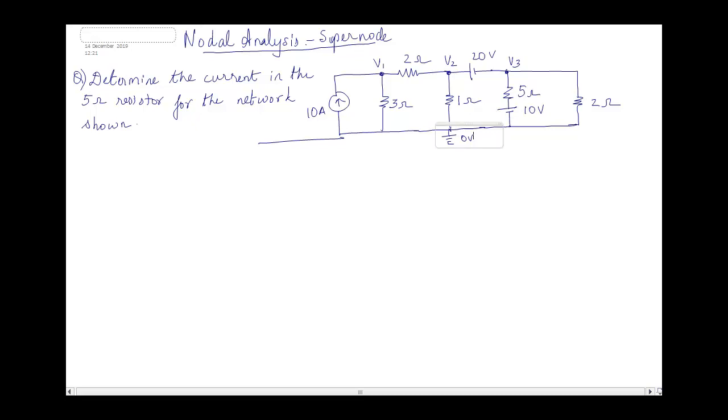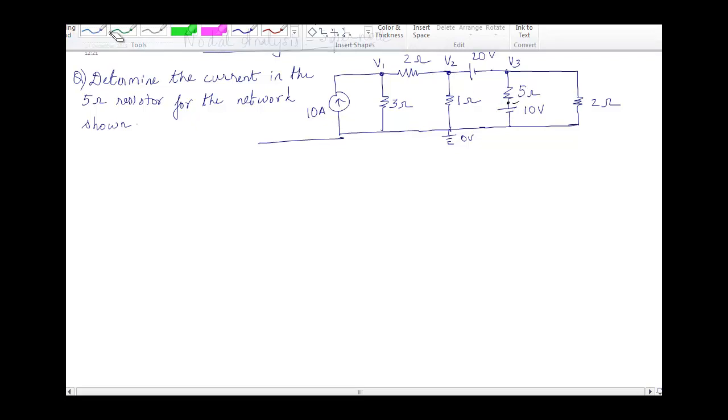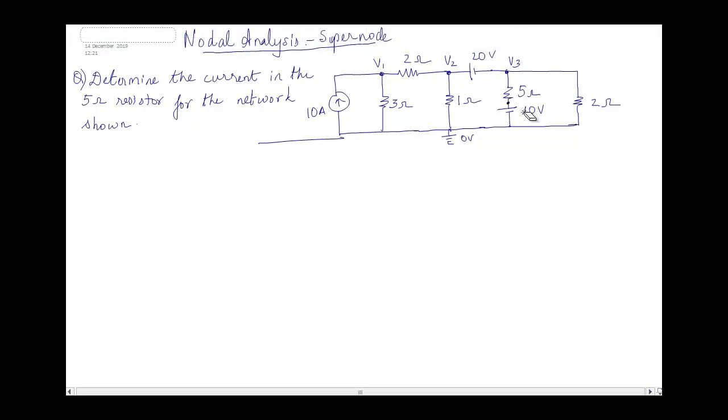Now we could have drawn a node here between 5 and 10 and named that as the fourth node, but there is no point in doing that, because already because of this 10 volt, that node has a voltage of 10 volt, since this voltage source is between this node and the 0 volt. So the voltage here will be automatically 10 volt. Now we are not going to write that separately. We will take that as we write the equation.